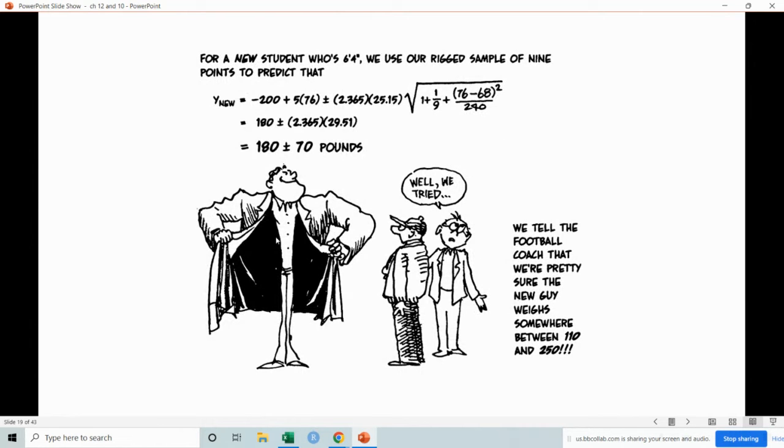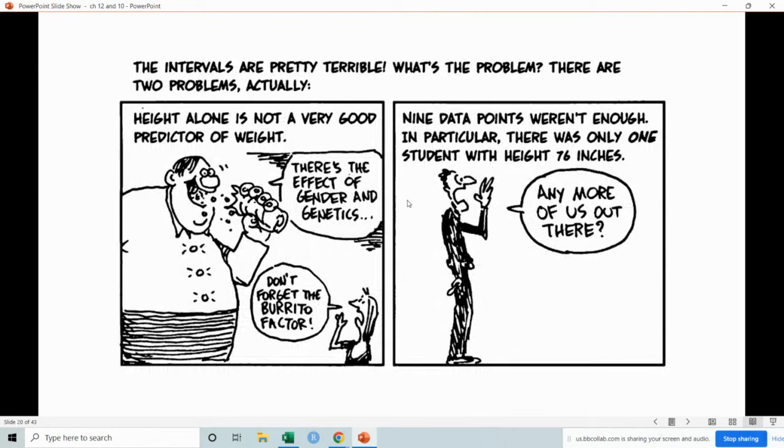So for our new student, who is 6'4", we use our rigged sample of 9 points to predict that. But then you can see how poorly this does: 180 plus or minus 70 pounds. There's a pretty big difference between somebody who's 110 pounds and 180 pounds, or 180 pounds and 250 pounds. So it's a pretty wide confidence interval. The intervals are pretty terrible.